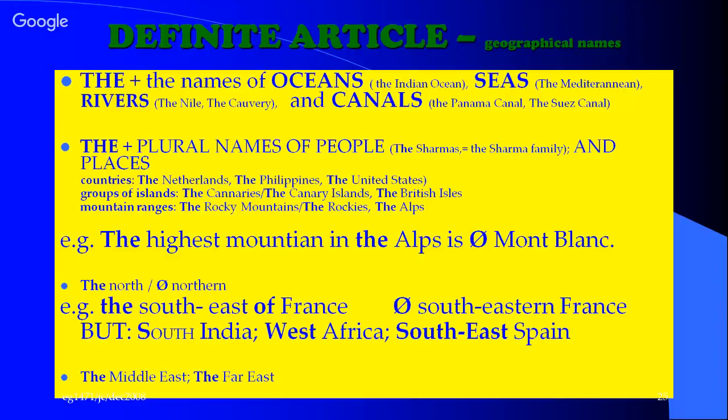But we cannot say the India because India is not a plural name. United States, States is plural. Netherlands, again plural. Philippines, again, it is a plural name. Groups of islands: the Canary Islands, the British Isles, the Andamans. Mountain ranges: the Rocky Mountains, or you simply say the Rockies, the Alps, the Himalayas. The highest mountain in the Alps is Mont Blanc, not the Mont Blanc.